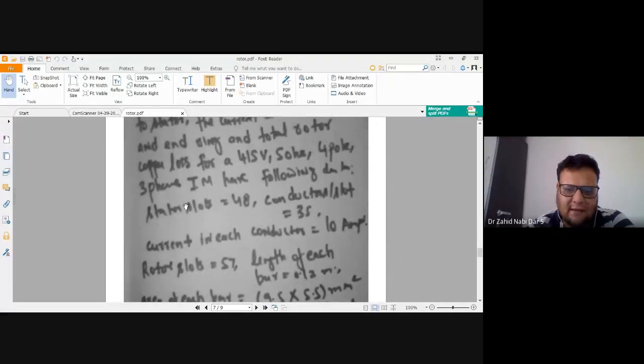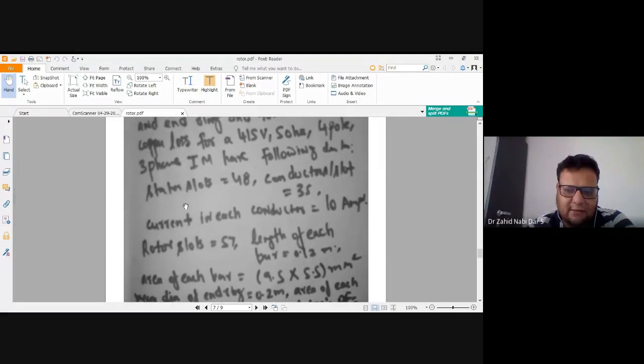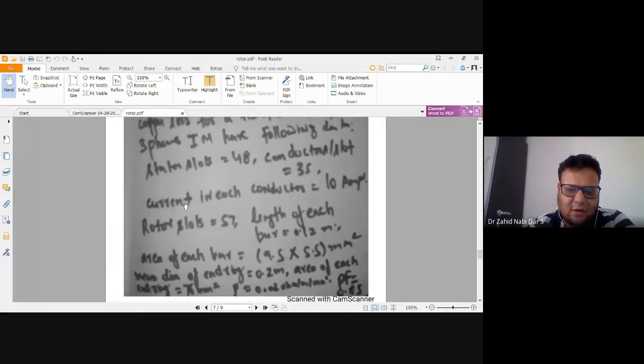Rotor slots SR is equal to 57. Length of each bar is given in meter, so it is 0.12 meter. Area of each bar is given in millimeter, so you have to multiply it with 10 power minus 6 to convert it into meter. Area of each bar is given as 9.5 into 5.5. So 9.5 is length and 5.5 is width, because the bar is rectangular in cross section, so it is length into breadth.